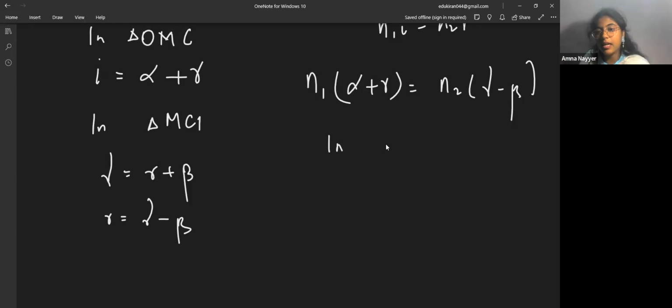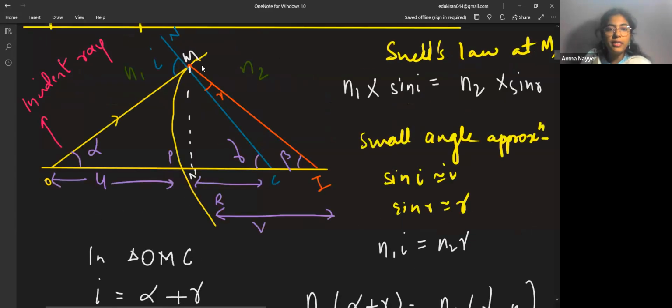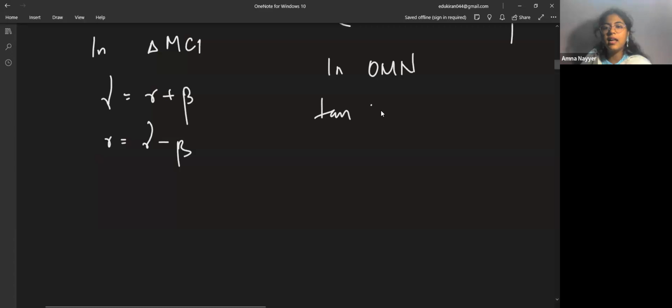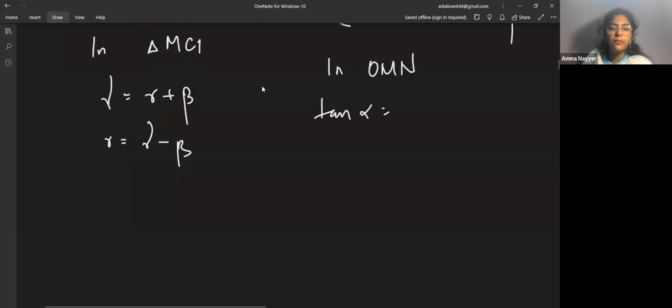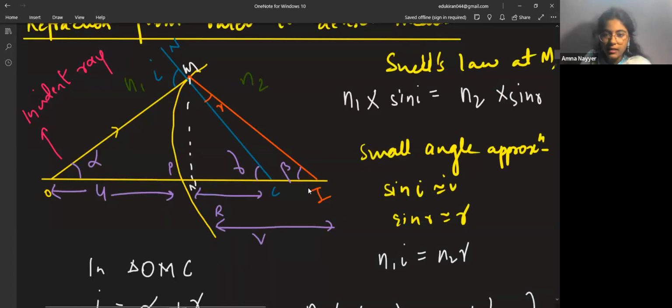Now again in this triangle OMN, with that perpendicular which we have dropped, what is tan alpha equal to? Perpendicular divided by base, MN divided by ON. So tan alpha is equal to MN divided by ON. Clear? Similarly, in this triangle MNI, what is tan beta equal to? MN divided by NI.